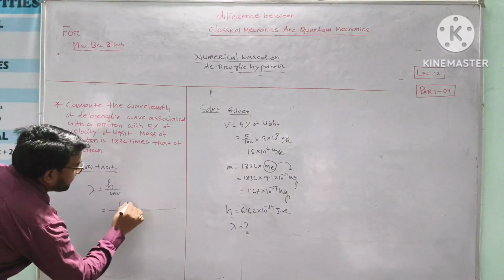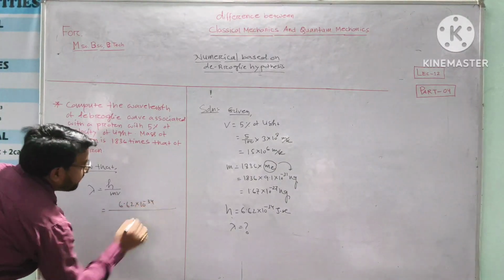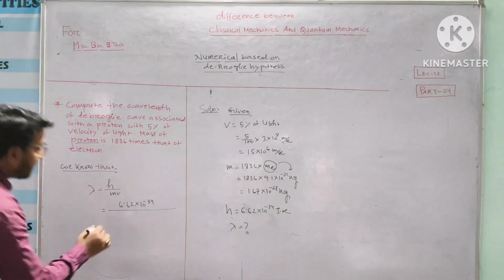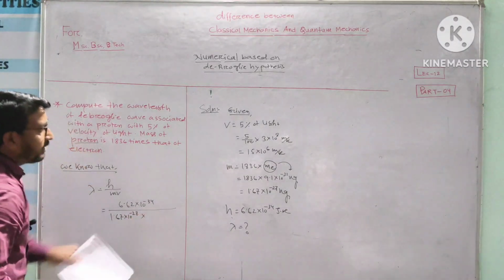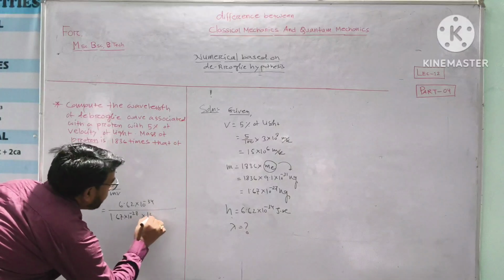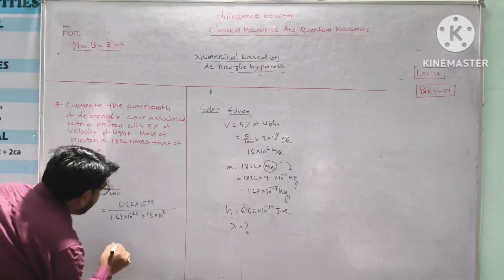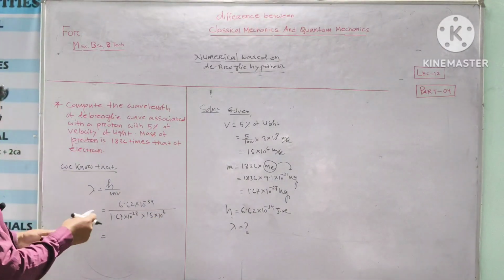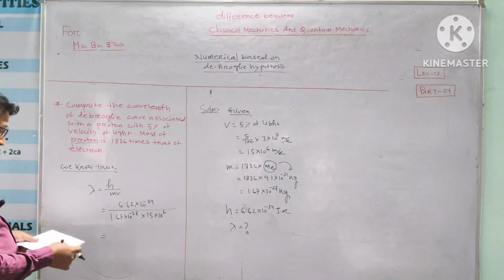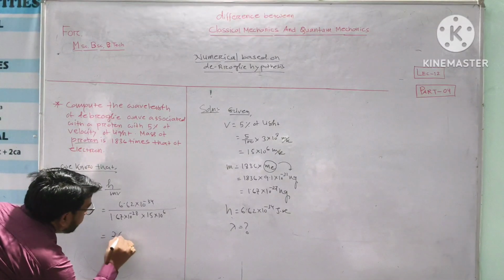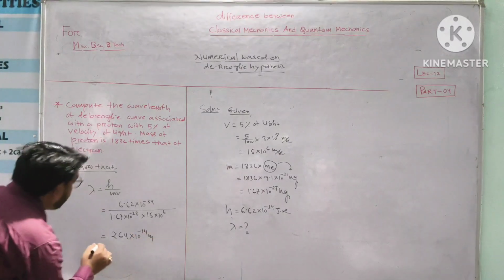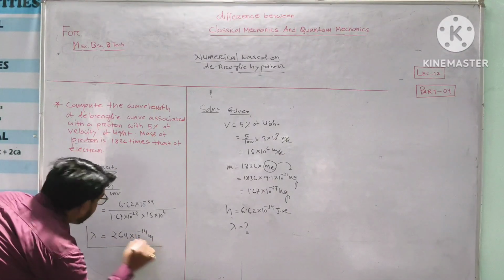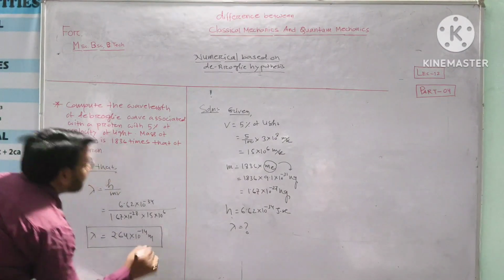The value of h equals 6.62 into 10 to the power minus 34, the mass of the particle equals 1.67 into 10 to the power minus 27, and the velocity of the particle is equal to 15 into 10 to the power 6. After solving this part, we will get 2.64 into 10 to the power minus 14 meter. So this is our required wavelength associated with the proton particle.